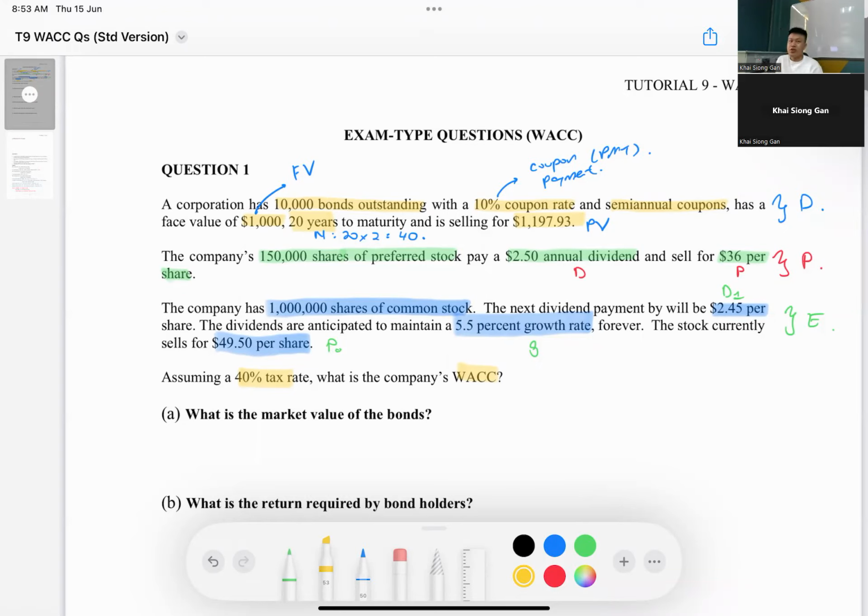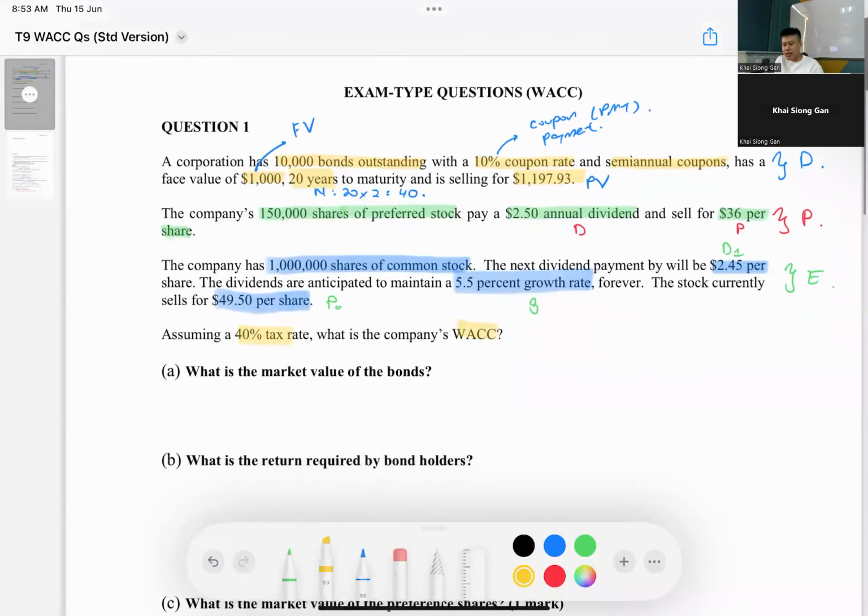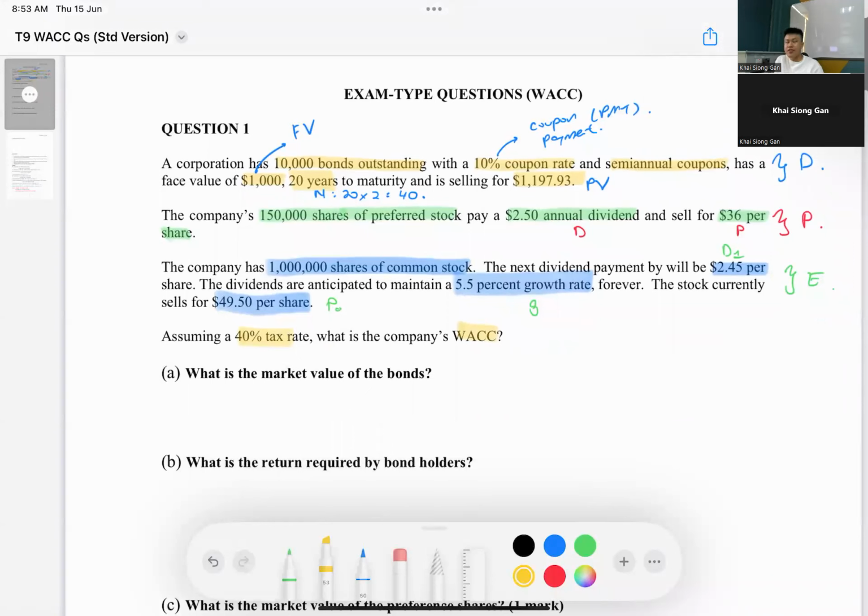So the first thing, you identify all the components first, then you can start to answer. Make sure you don't make any mistakes, because usually I realize that students make mistakes in the calculations. For example, maybe they forgot to convert into decimals.